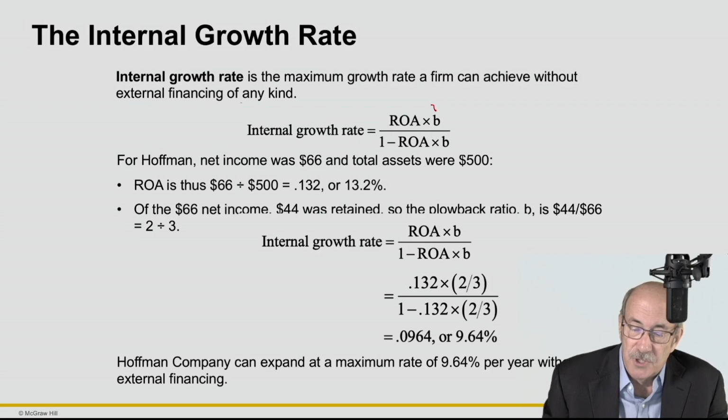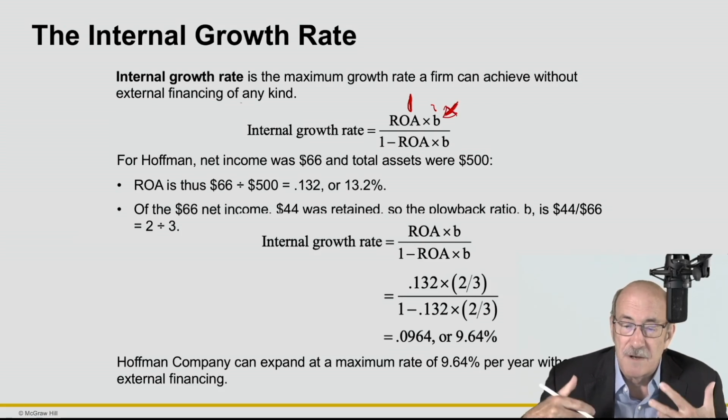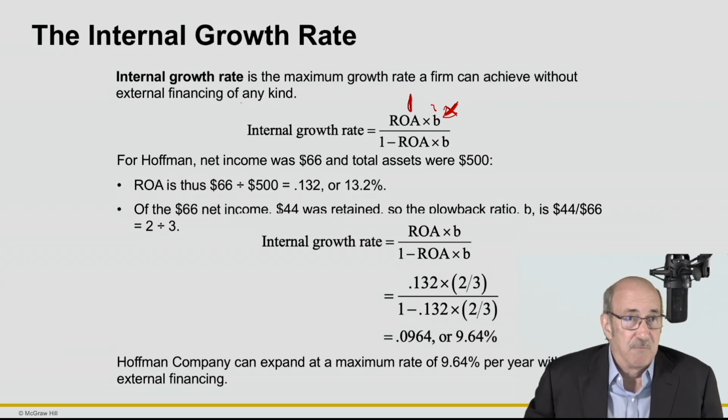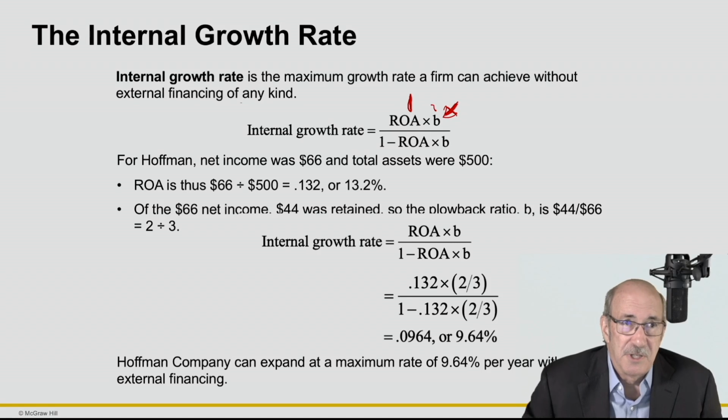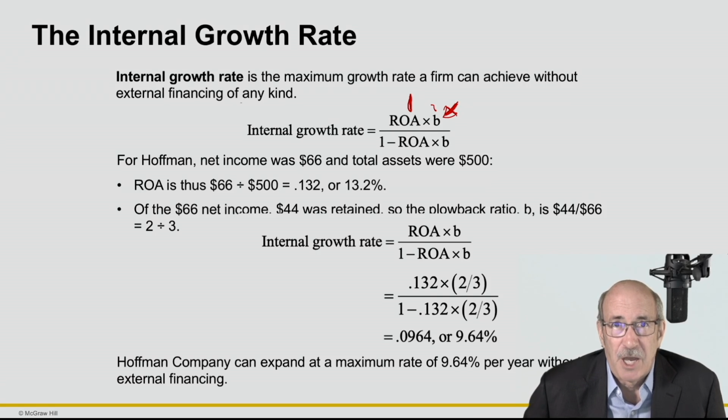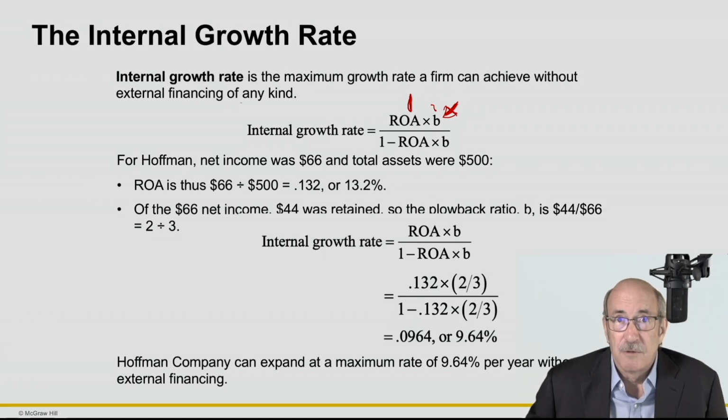In this one, we're using ROA right there. B is what they call the plowback rate or the reinvestment rate. You can think of that as the amount of net income that gets reinvested into the firm, or you can think of it as 1 minus the payout rate. Payout rate is the amount of net income that gets paid to the shareholders, either in the form of dividends or in the form of a stock buyback or a stock repurchase. So all we need is ROA and plowback.